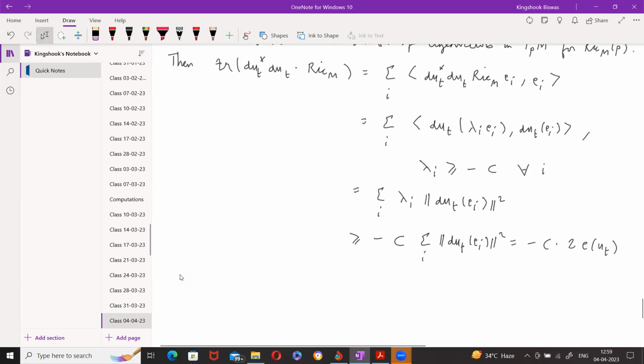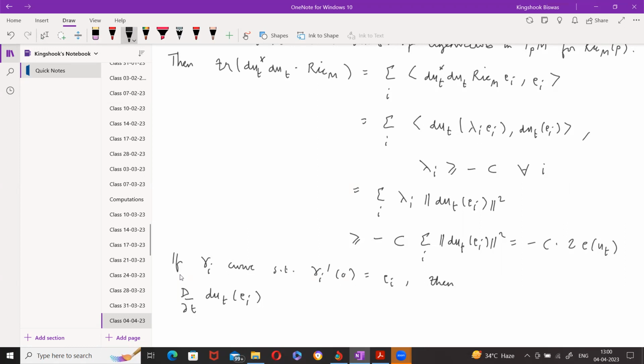So note, if gamma_i is a curve such that gamma_i prime of 0 is e_i, then capital D ∂t, at any t, sorry, capital D ∂t of du_t of e_i.